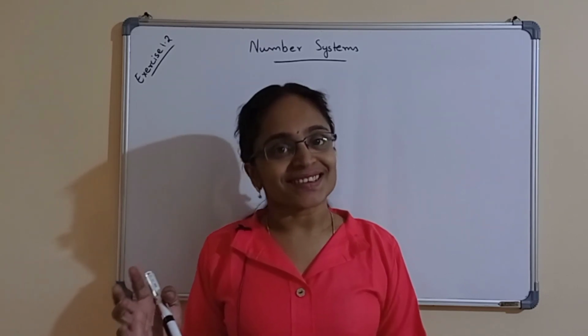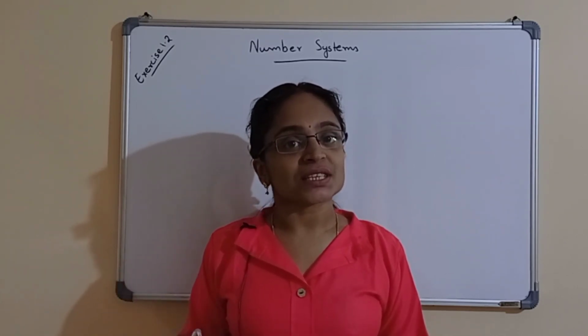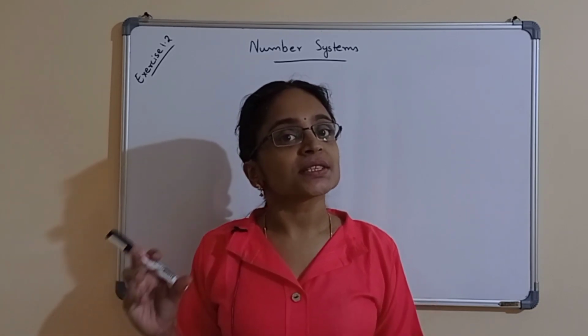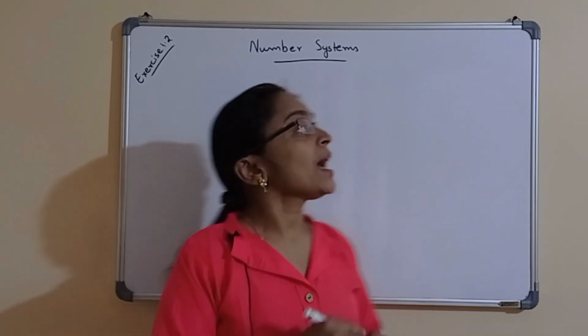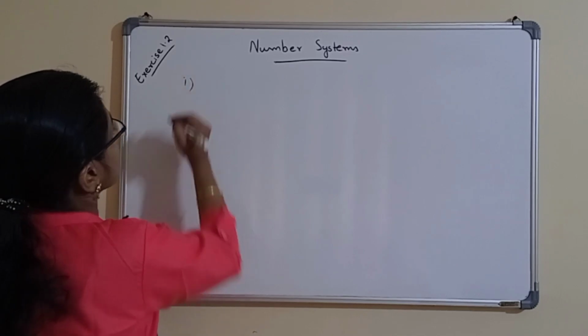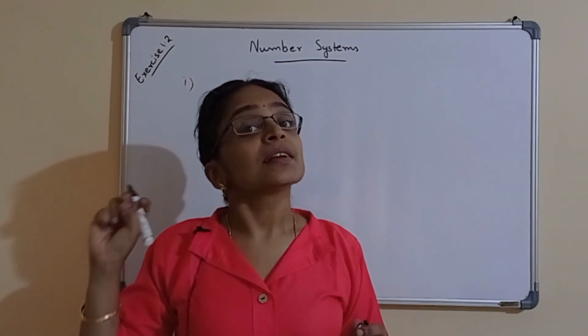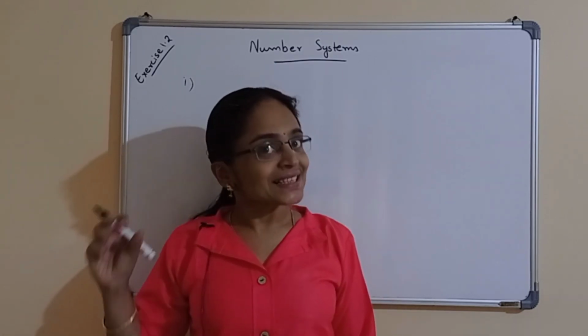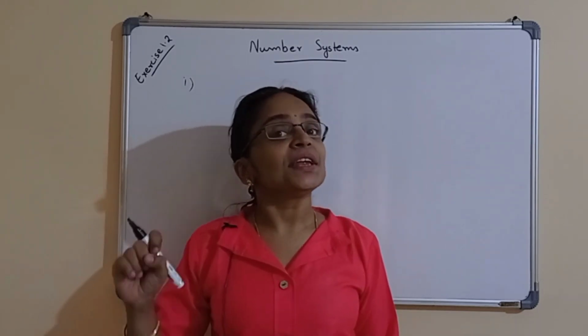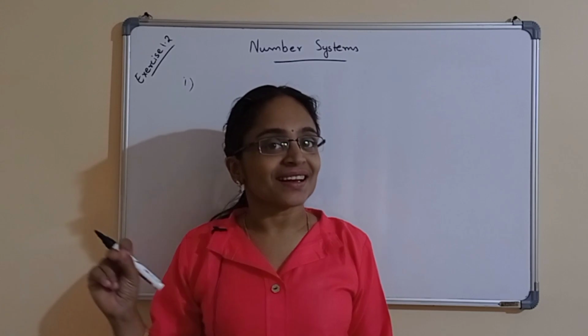Okay, so let us start now. And the first question is, state whether the following statements are true or false. The first subpart of the question is, every irrational number is a real number. So, is this statement true or false? Every irrational number is a real number.